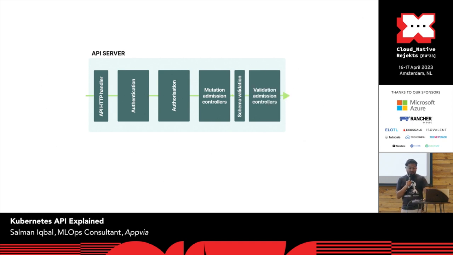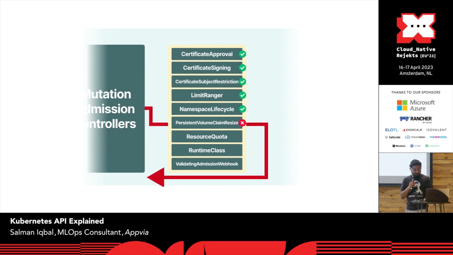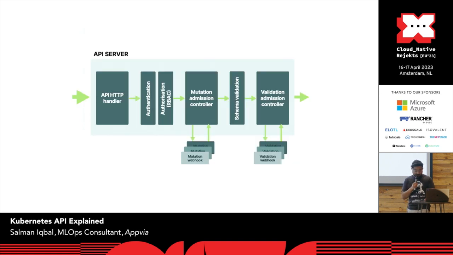And then after that, there's a validation admissions controller. So this is like, let's say you submit a request to create something in a namespace that doesn't exist? That gets rejected. That's not the only thing. It checks through a number of things in here. You can have a look at that. If there's not enough quota, it might just reject that request. So the request will get rejected.